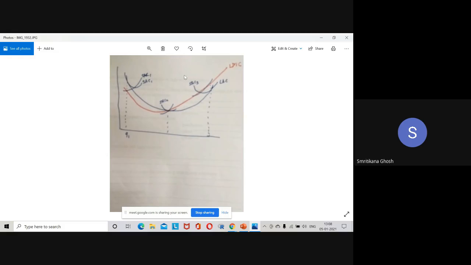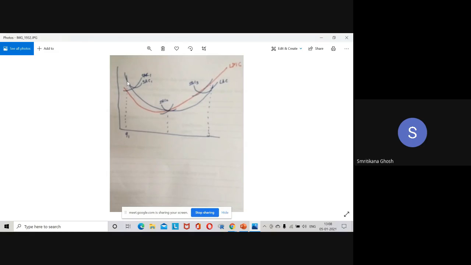Now look, try to remember the steps. Other things are very simple. SAC1 is tangent to your LAC at a particular point, say it is here. At this point, you have to drop a vertical line from this point on the horizontal axis. It's Q1. Now this dotted line intersects the corresponding SMC at a particular point. That point is a point of LMC.